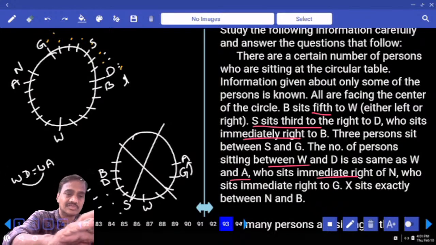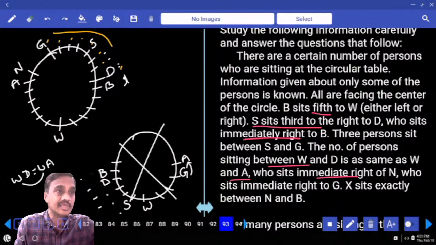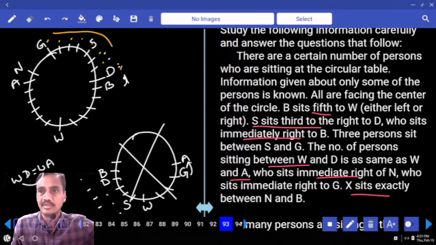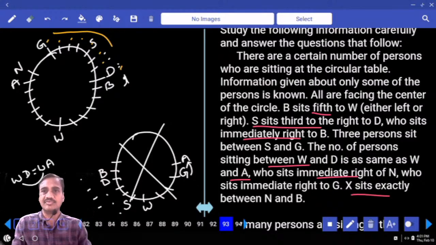Now in this case, ila teeskunte N nunchi clockwise ila teeskunte N ki B ki madhyam entha mandi unnaru? 8 members. Now among these 8 members, exactly between, is it possible? Exactly between is not possible in the even number of persons. Even number of persons, 4 and 4 equally divided. Hence, in order to have exactly in between, we need to have odd number of persons.